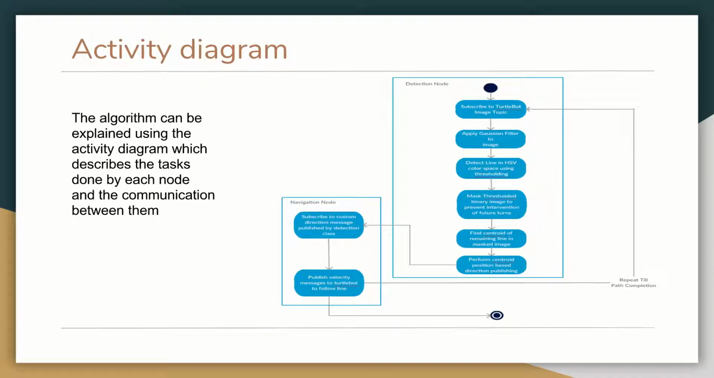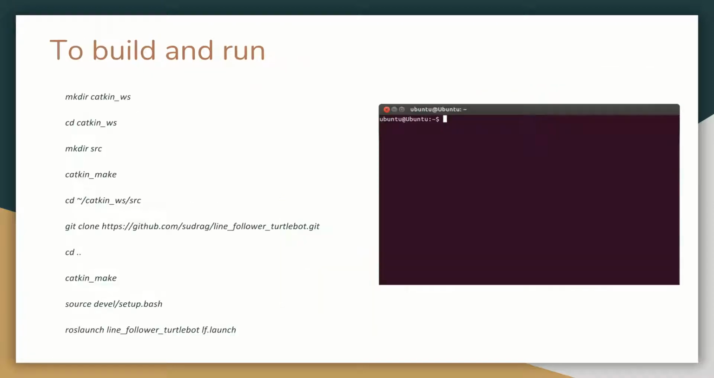The entire algorithm can be explained simply using this activity diagram here, which describes both the nodes, the detection and the navigation node, and the communication between them. To build and run, these are the simple steps that one needs to follow by typing into the Ubuntu terminal. And this will be explained better in the demonstration video that is coming.